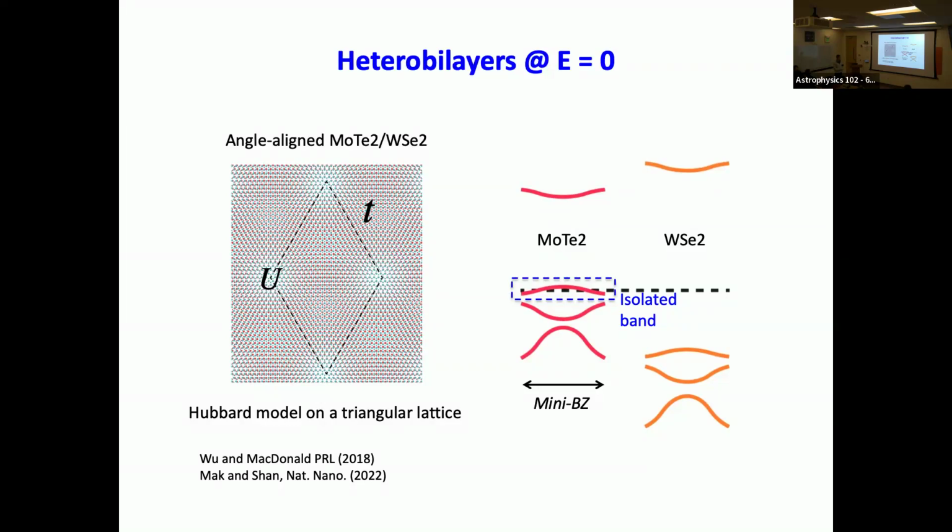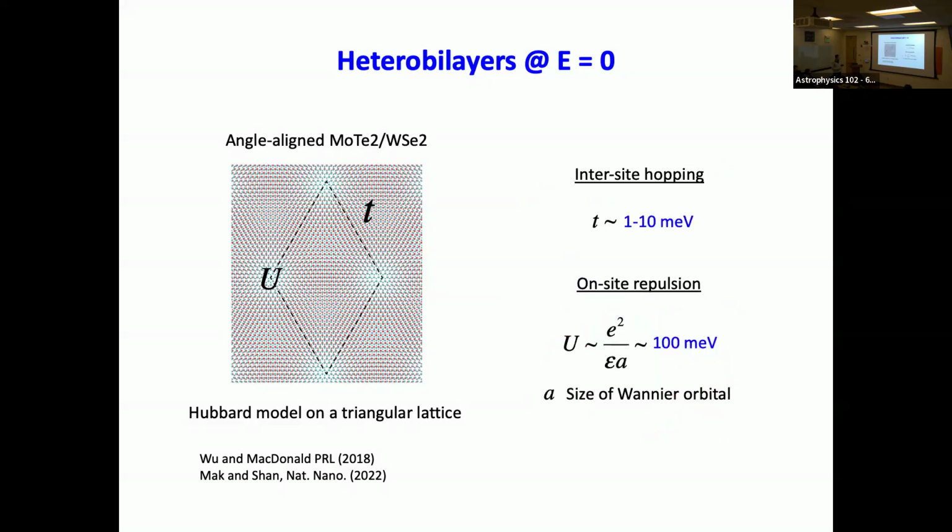And the low energy physics actually has been mapped by Allan MacDonald's group 2 years back, so that the low energy physics can be mapped to a Hubbard model on a triangular lattice. There is nearest neighbor tunneling for electrons occupying the sites of the triangular lattice. And if you happen to put two electrons on the same site, there's a large on-site Coulomb repulsion. To give you a sense of the energy scale, the kinetic energy of the electron, t, is about 1 to 10 milli-electron volts in this type of system. The on-site Coulomb repulsion is about 100 milli-electron volts. So the system is strongly correlated, with the Coulomb energy usually dominant over the kinetic energy of the electrons.